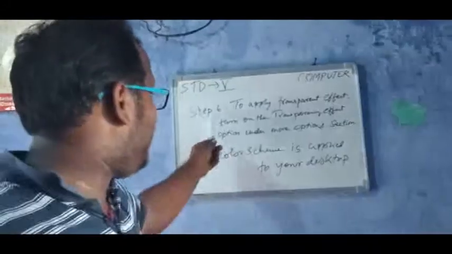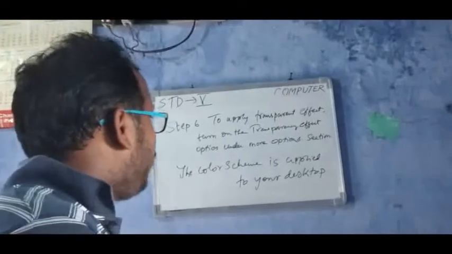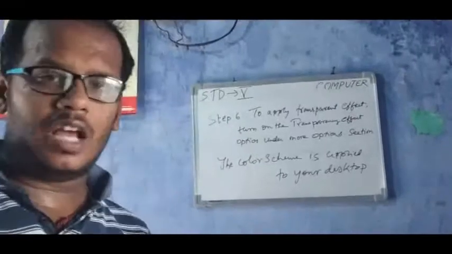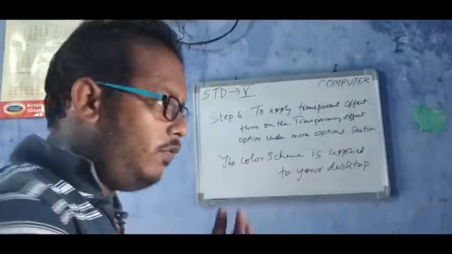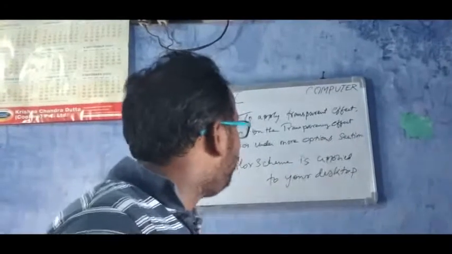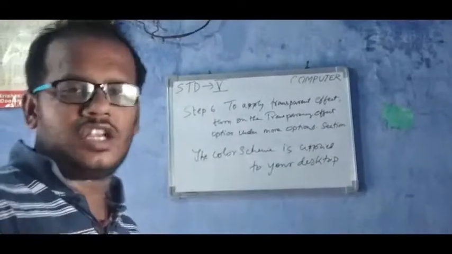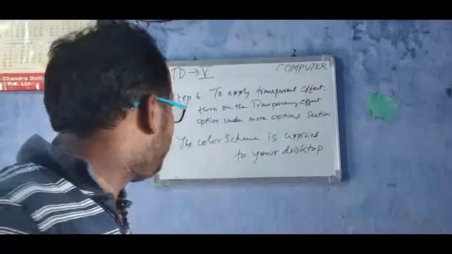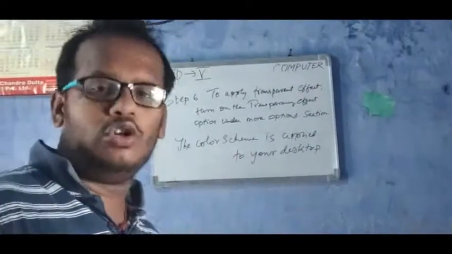The last step, step 6. To apply a transparent effect, turn on the transparency effect. Transparent means that which allows light to pass. If you want a clear color, turn on the transparency effect option under the more options section. You can see the necessary color change you have made. The color scheme will be applied to your desktop.